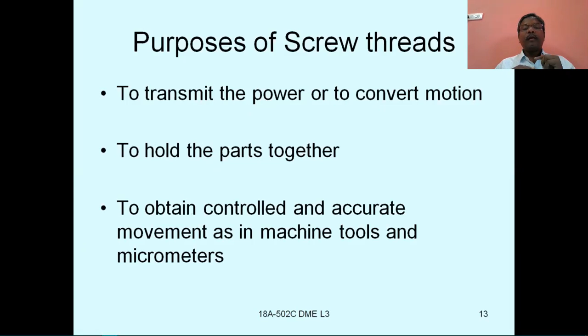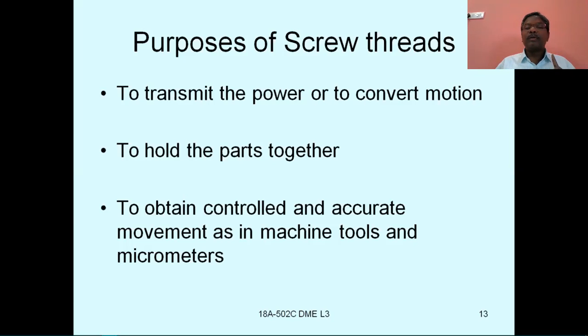To obtain controlled and accurate movement, as in the case of machine tools and micrometers. If you take a screw gauge and turn it in this direction, the movement will be very accurate. Similarly, in a lathe machine, the square thread and the lead screw are there, and the carriage can move along the bed by the accurate movement of these screw threads.